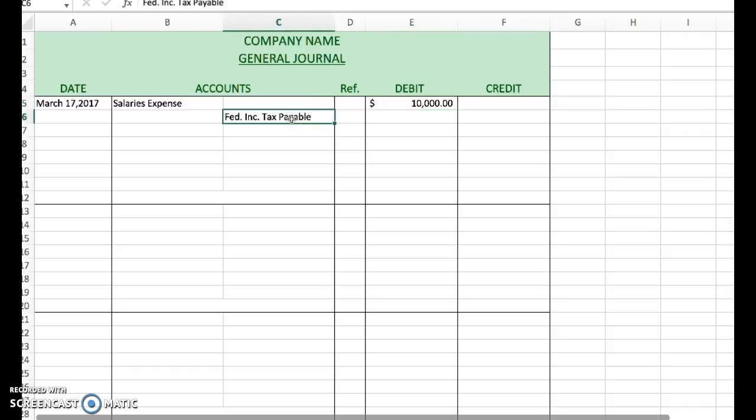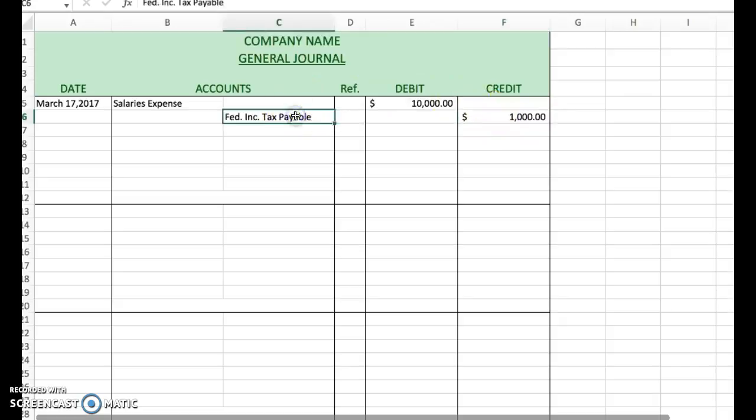So let's assume that we are going to withhold, and there's a way to figure this out for the company, but for our purposes, we'll just give you a number. The company is going to withhold $1,000 for federal income tax. Now, this is money that the employees have to pay. It was taken out of their paycheck. So they have earned it, but we withhold that amount of money. And eventually that now becomes a liability. It's payable. We owe it. Now we owe it to whom? We owe it to the Internal Revenue Service, the federal government.